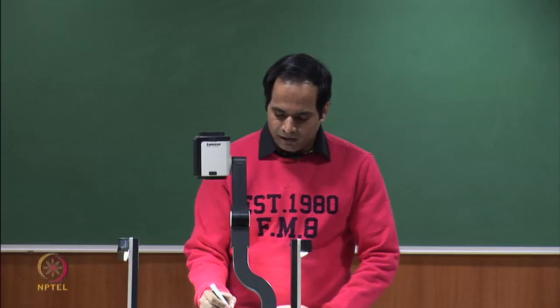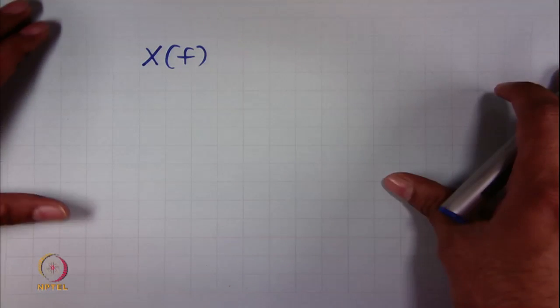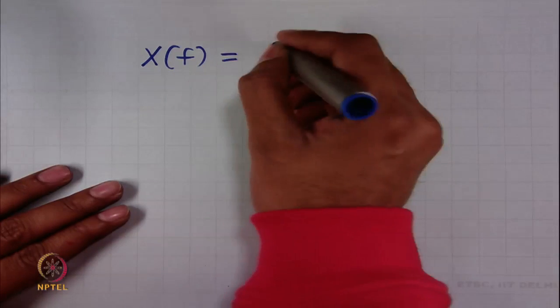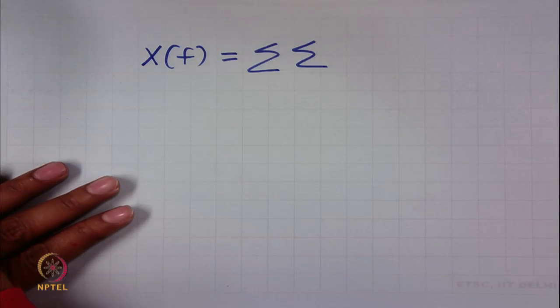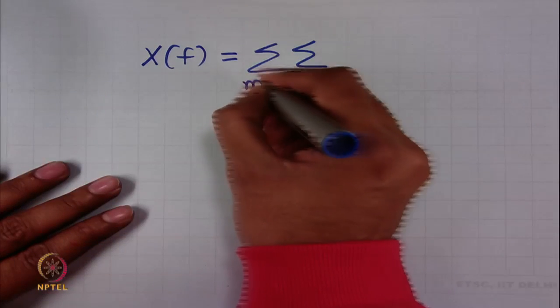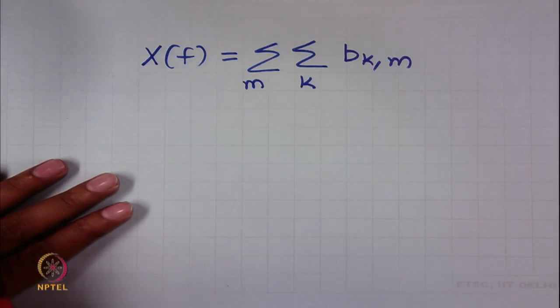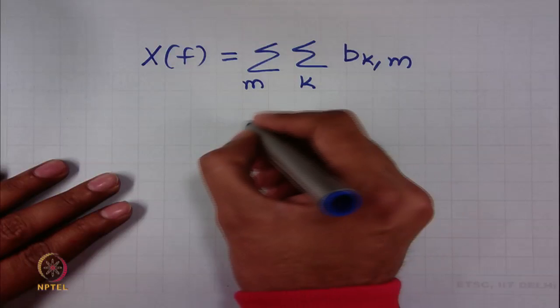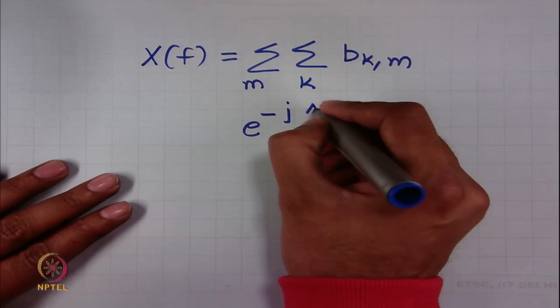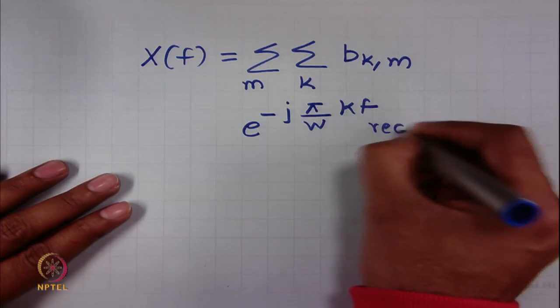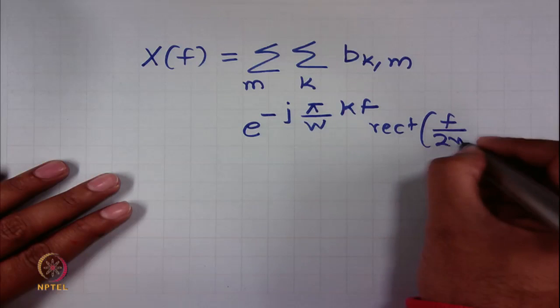So, first of all, let us write the double sum expansion built using DTFT, and this expression follows exactly what we derived in the case of the double sum expansion that was built using Fourier series. So, first let me write the expression. We will have b_km multiplied by e to the power minus j pi by W kf into rect f by 2W minus m.